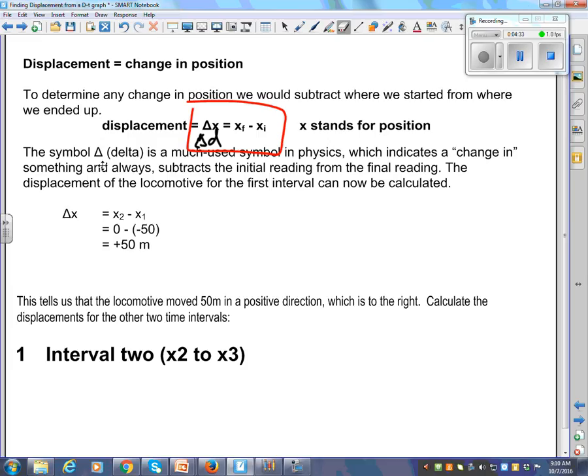Delta indicates a change of something, and always subtracts the initial from the final. The displacement of the locomotive for the first interval can now be calculated.